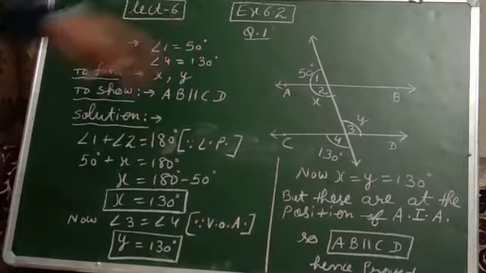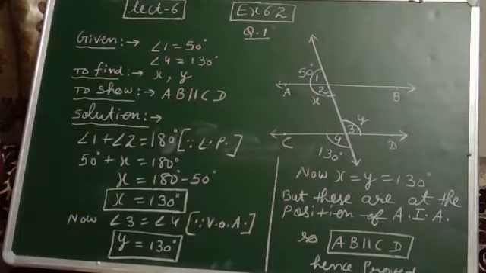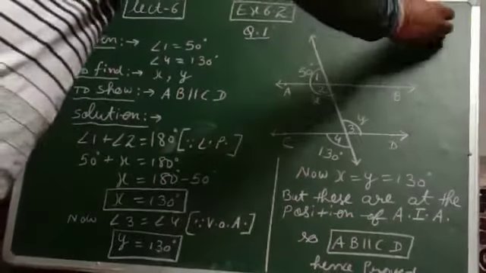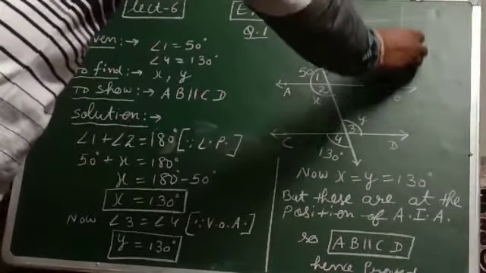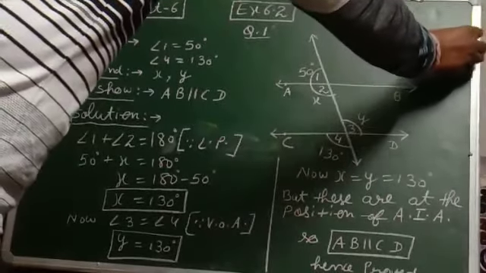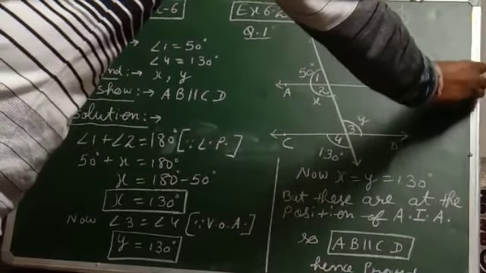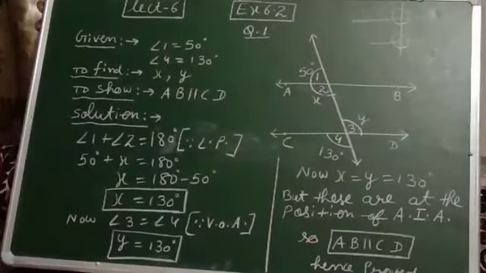Before starting this exercise 6.2, we studied that if two lines are intersected by a transversal, then we generally get three results. First, corresponding angles. Second, alternate interior angles. And third, conjugate interior angles. It means if these two lines are there and this is the transversal, then we have 8 angles. So we studied corresponding angles, then alternate interior angles, and then conjugate interior angles. All these three results, plus the result of the first exercise, will be used in this exercise 6.2.